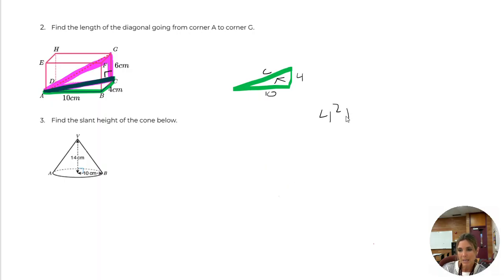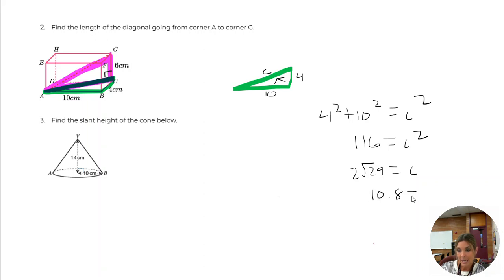So we're going to say 4 squared plus 10 squared equals C squared. So this becomes 116 equals C squared. And when you do the square root of 116, you get 2 root 29, which some students left as 2 root 29. And then rounded to the tenths, that is 10.8. Most students used 10.8 for this leg, so I'm going to go ahead and do that too. So now we have enough information to find the diagonal for this pink right triangle.